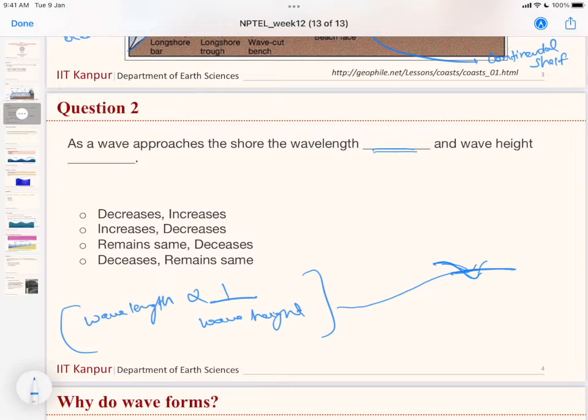When you are in the deep ocean, you will not see a very high wave. The height is very nominal, but the wavelength, if you see, next time if you go to the beaches, try to observe this: when the wave is in the deeper part of the ocean, you will not see much height, but you will see a longer path it travels. So this is how there is an inverse relation between the wavelength and the wave height.